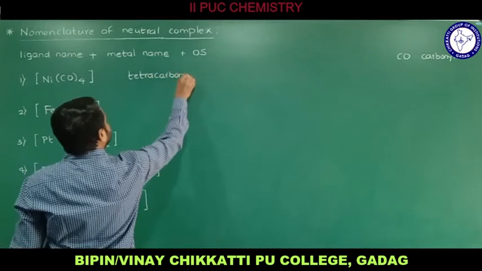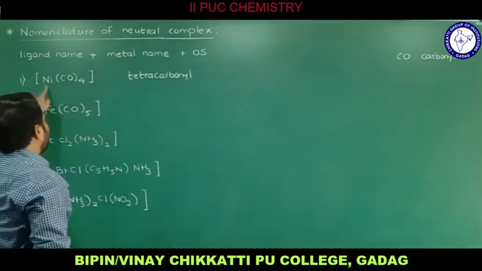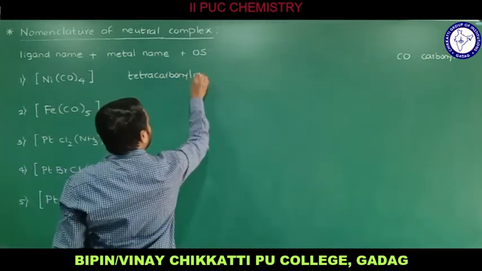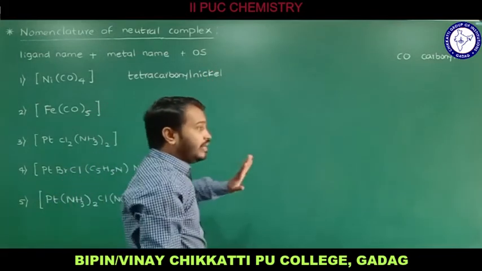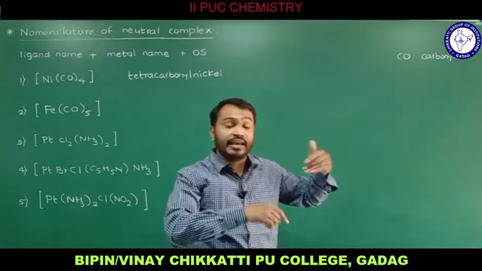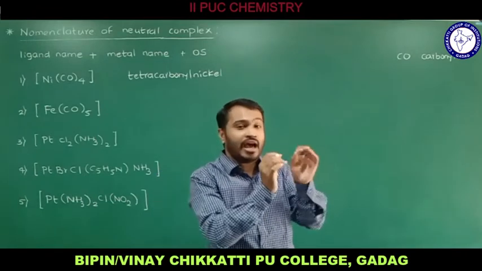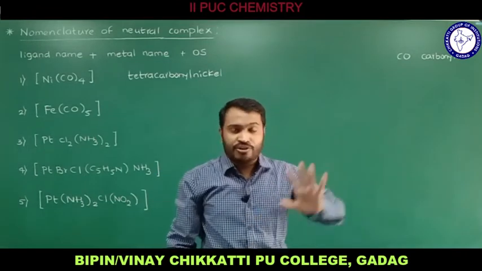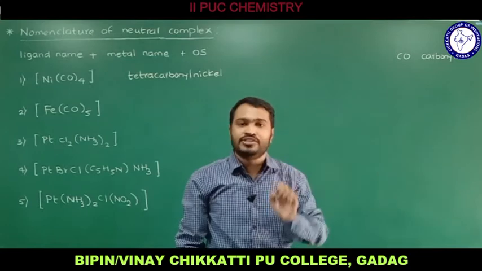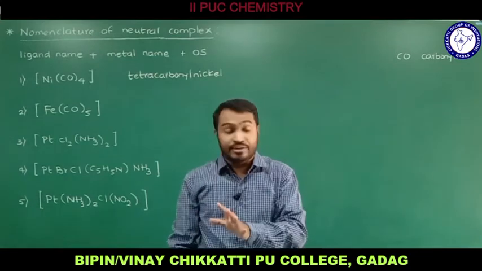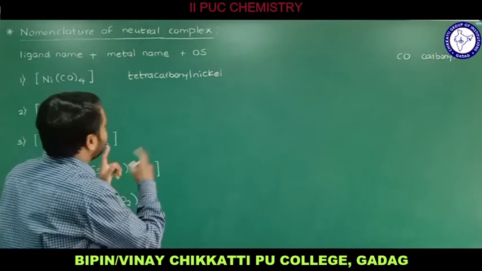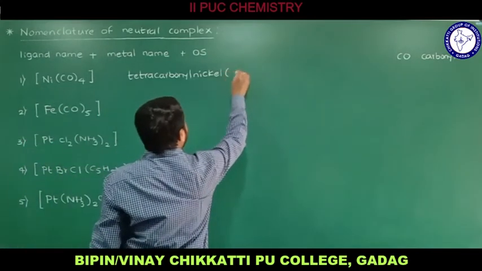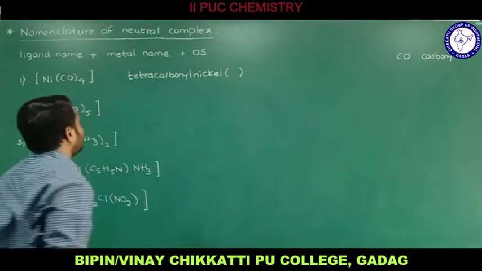tetracarbonyl. Right. So next the metal name, nickel. Don't write nickelate, because nickelate we write in case of an anionic complex only. For a cationic complex we write the name as it is. In case of a neutral complex also we write the name as it is. So therefore tetracarbonyl nickel, and in the bracket we are supposed to mention the oxidation number.